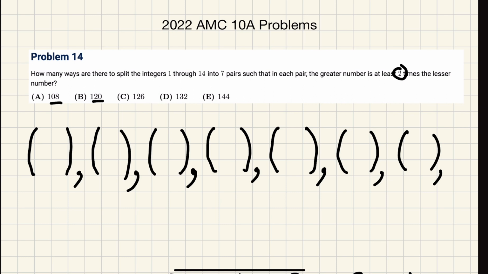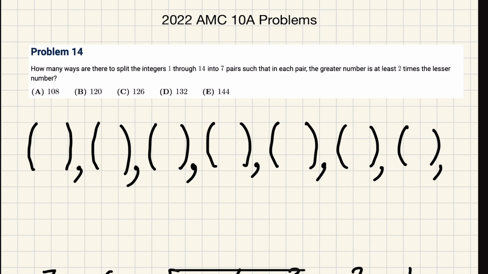So let's just have a look at the answers here. Possible answers are all pretty close. There's no way that we could count these manually, so we're going to have to come up with a smarter way of doing it. So the first thing to think about is the fact that none of these top numbers, 14, 13, 12, 11, 10, 9 and 8, none of them are greater than 2 times the lesser number. Okay, so they've all got to be in sets of their own.